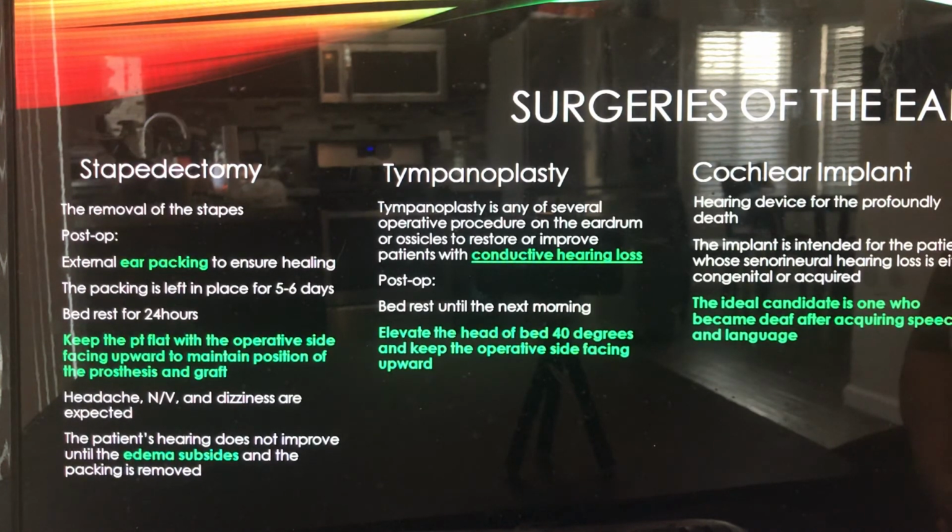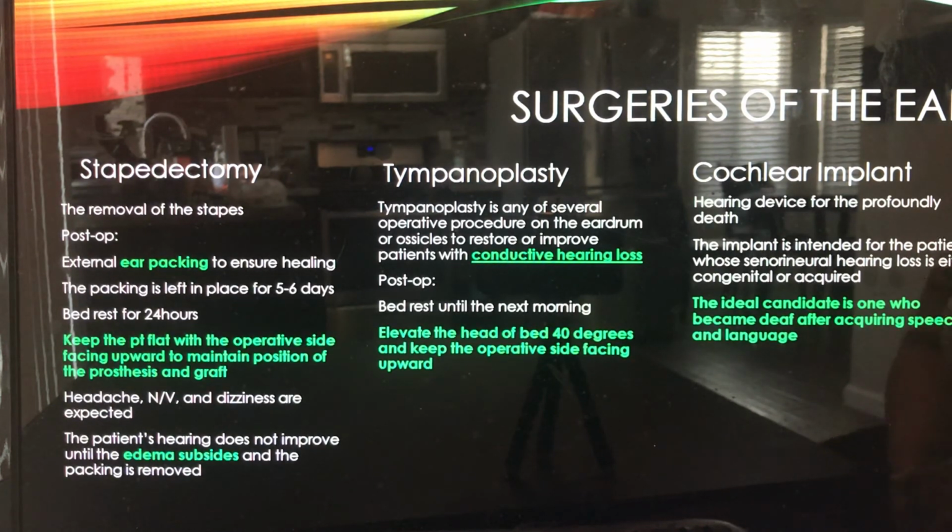It is any of several operative procedures on the eardrum or ossicles to restore or improve hearing in patients with conductive hearing loss. Remember, conductive is a blockage. So post-op, they're going to be on bed rest until the next morning, and you want to elevate the head of the bed 40 degrees and keep the operative side facing upward. So a little difference between these two. In the stapedectomy, they're laying flat. In the tympanoplasty, they're at 40 degrees.